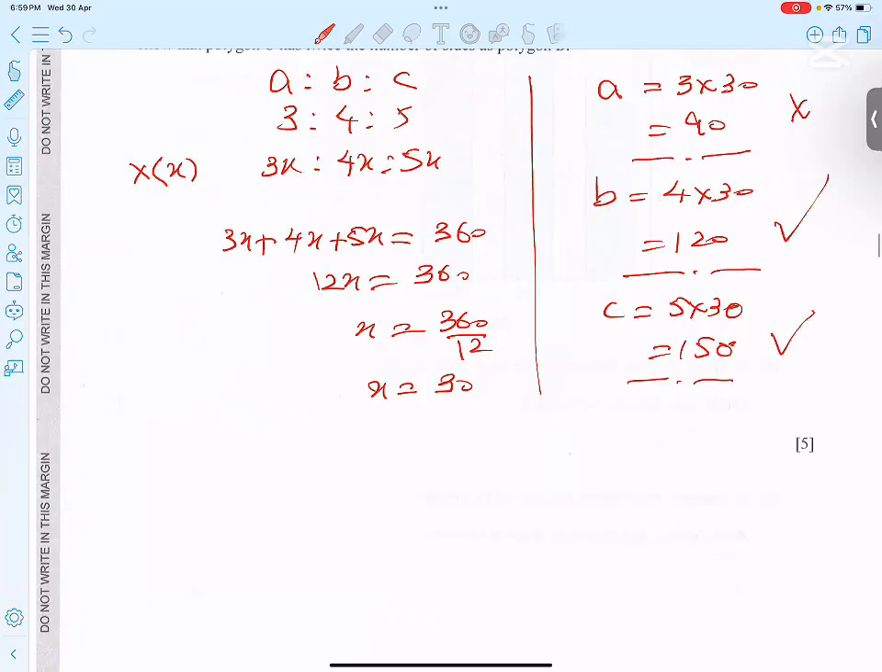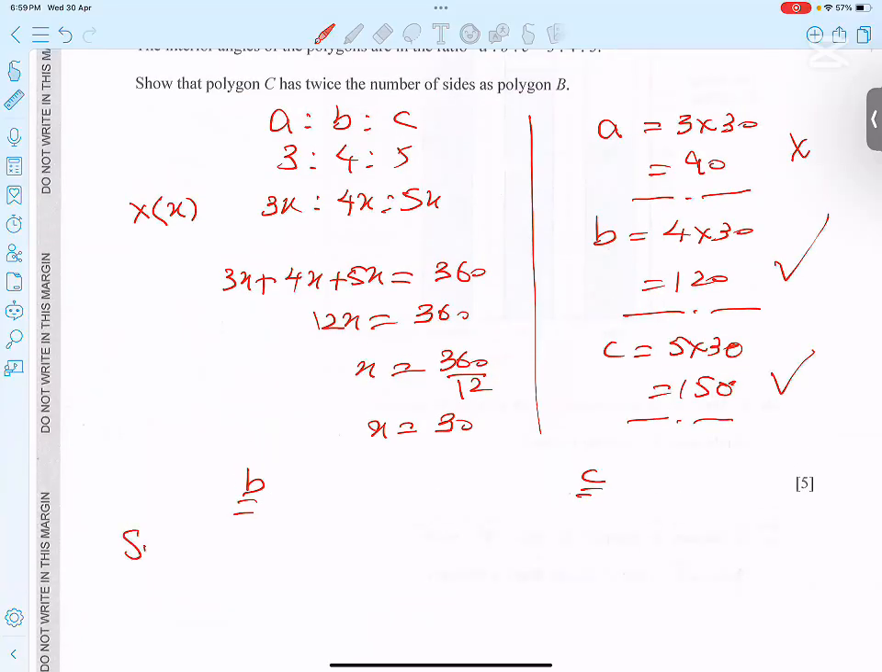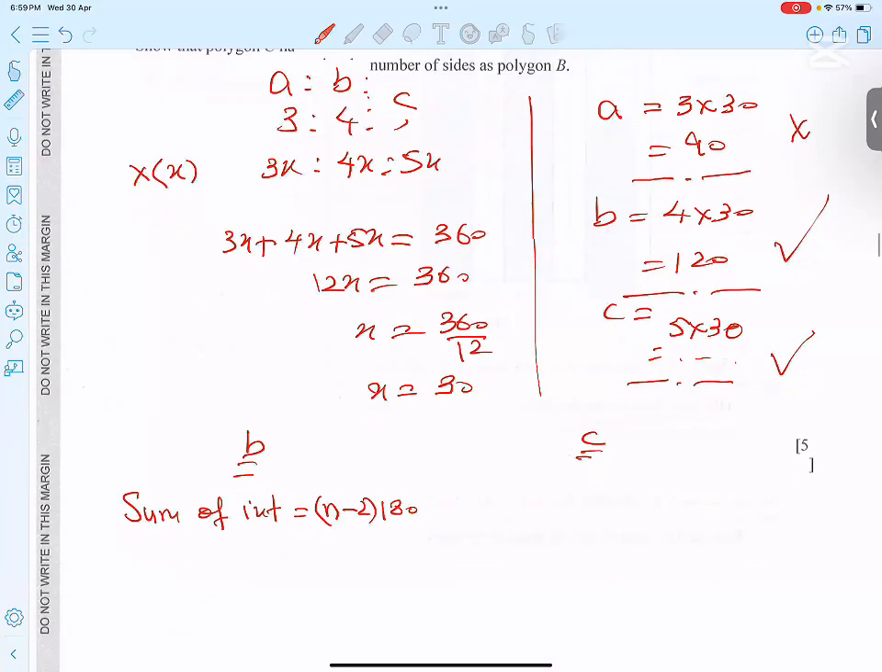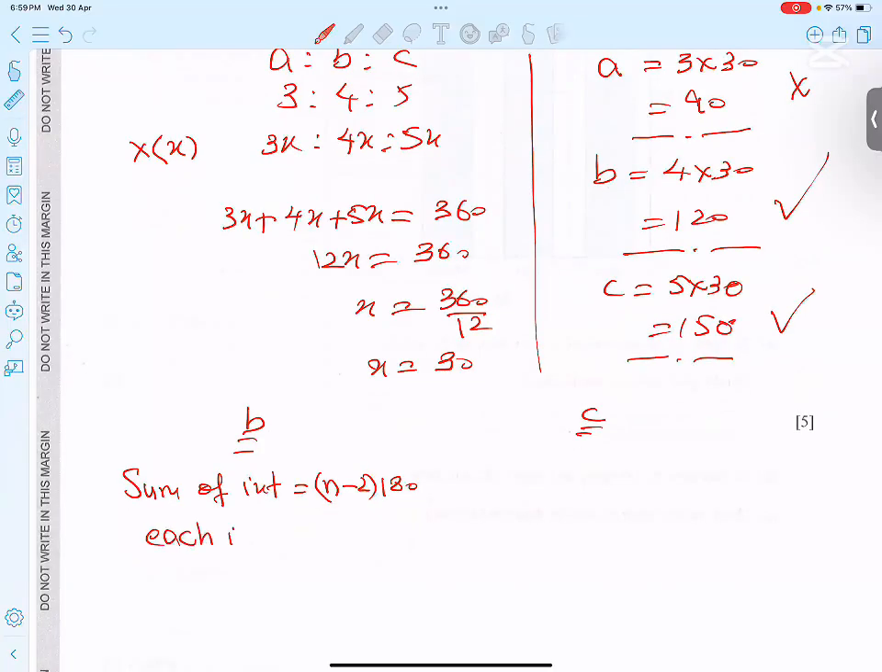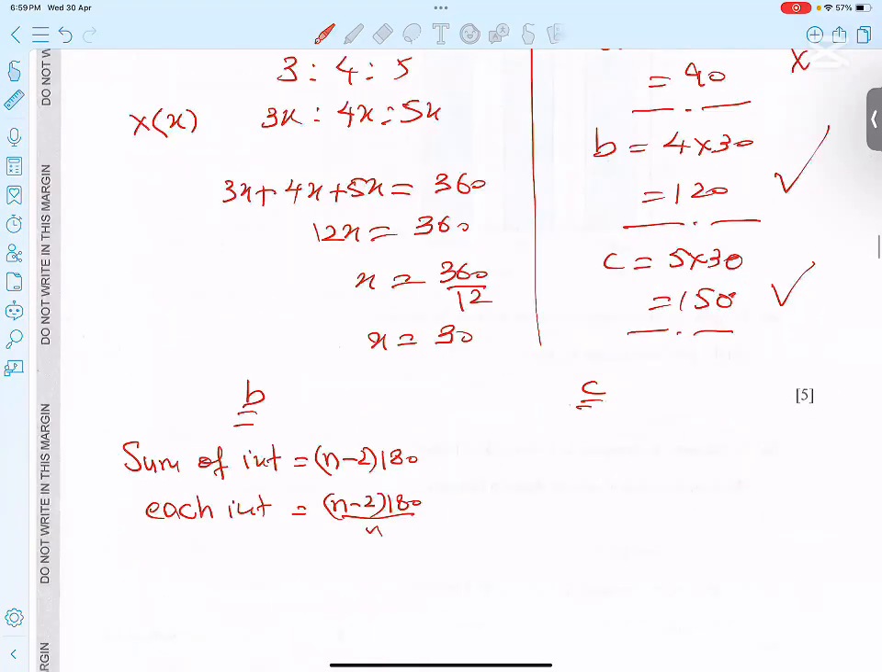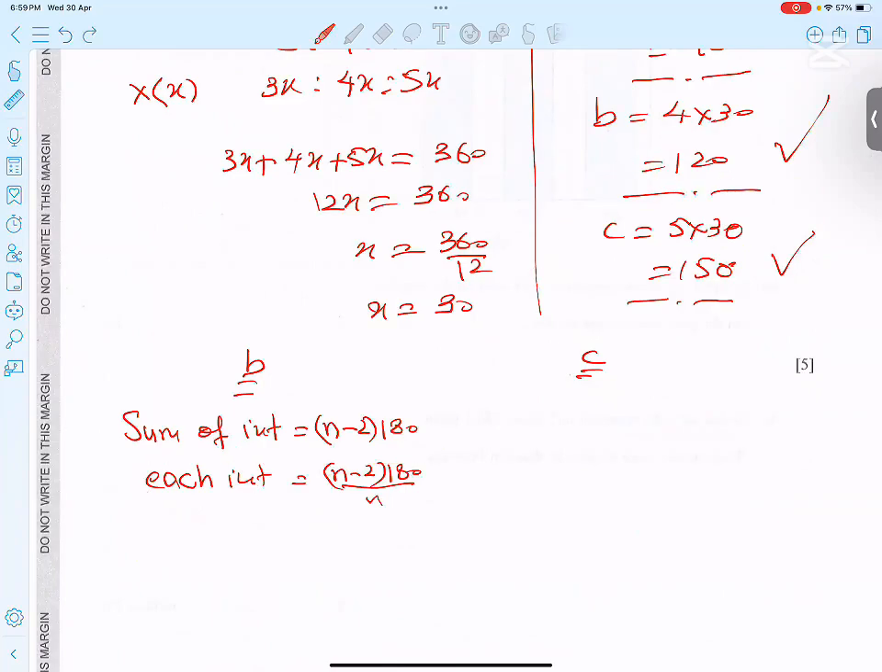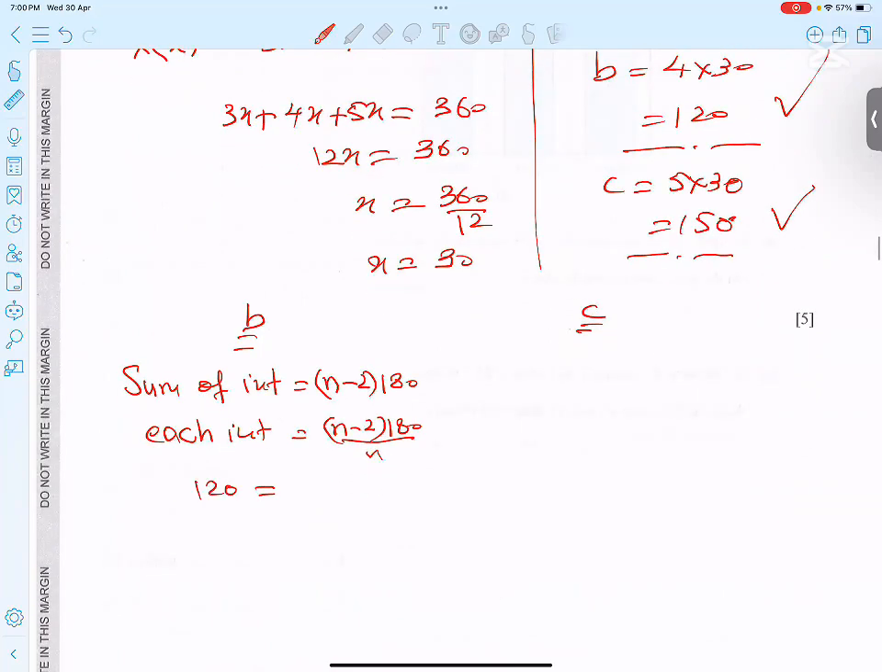Now, students, what's the formula we have? Let's talk about B here and C here. The sum of interior angles is (n minus 2) times 180. If I divide by n, each interior angle becomes (n minus 2) times 180 over n. Now, this is the interior angle of B. This 120 will come here. So when I copy 120 here, we have (n minus 2) times 180 over n.